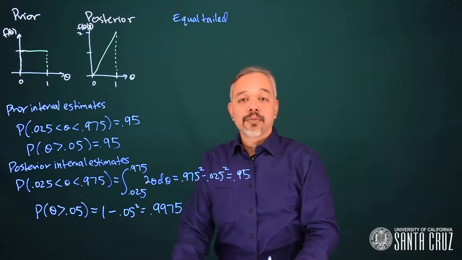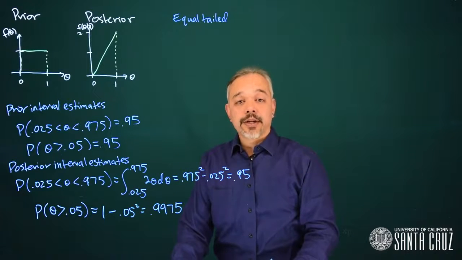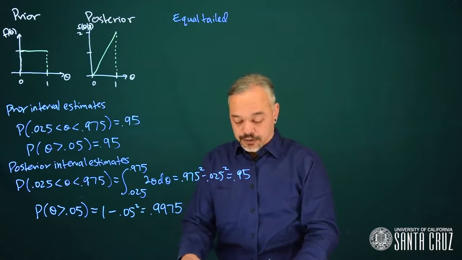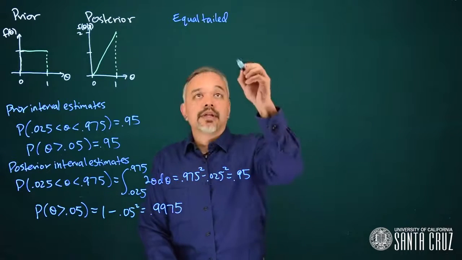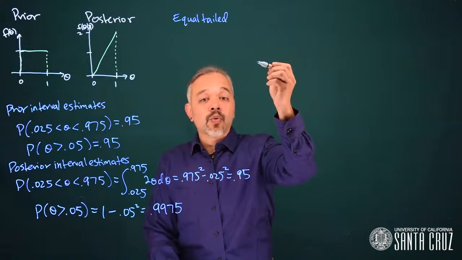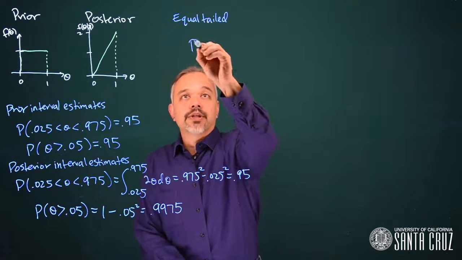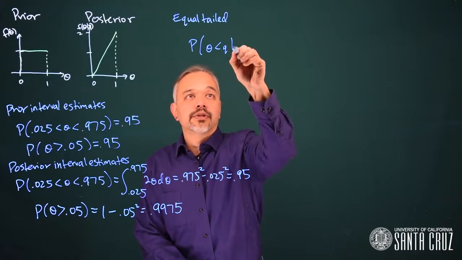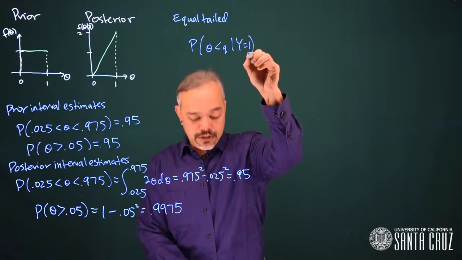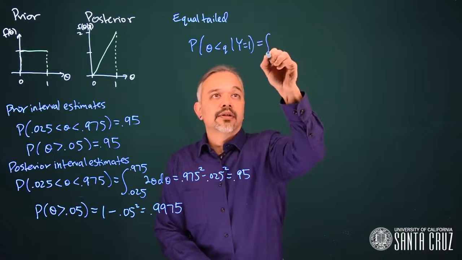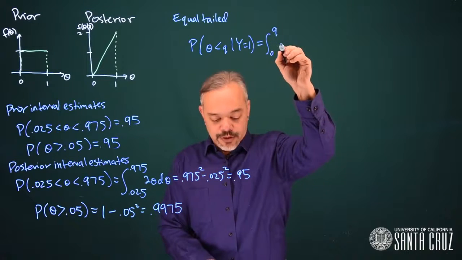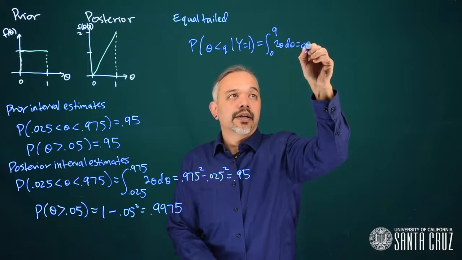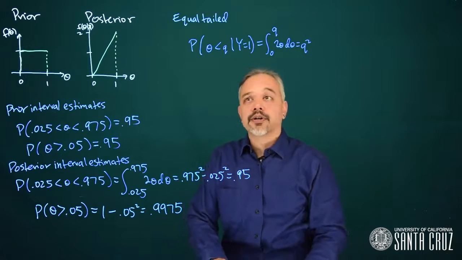In the case of an equal-tailed interval, we put an equal amount of probability in each tail. So to make a 95% interval, we'll put 0.025 in each tail. To be able to do this, we're going to have to figure out what the quantiles are. So we're going to need some value q. Say the probability theta is less than q in the posterior, given y equals 1. Here we can get this by integrating from 0 to q, 2 theta d theta. And again, we'll see that's just q squared.